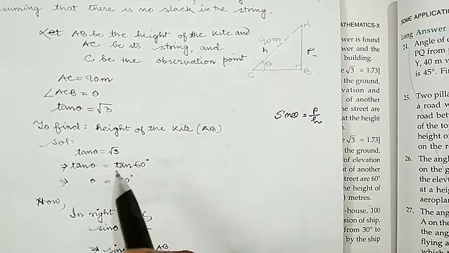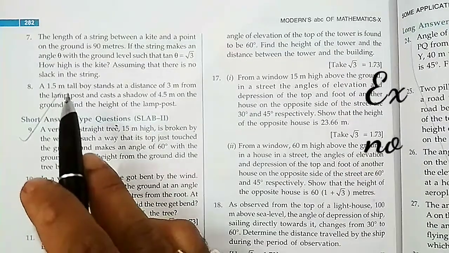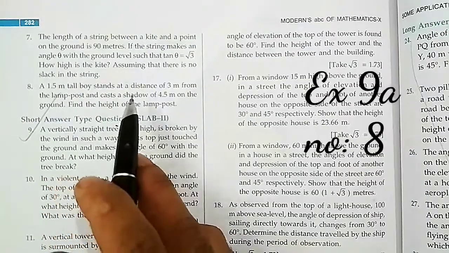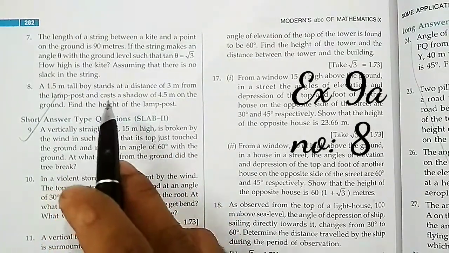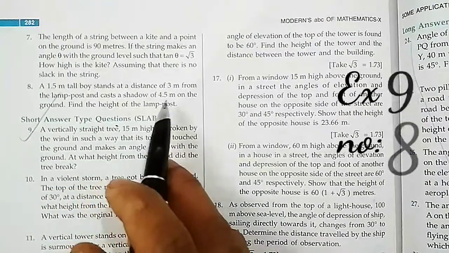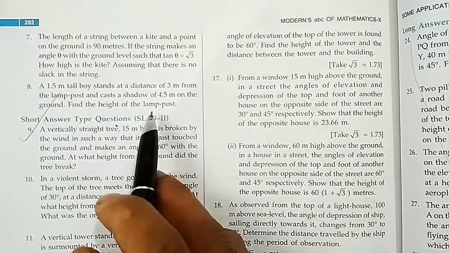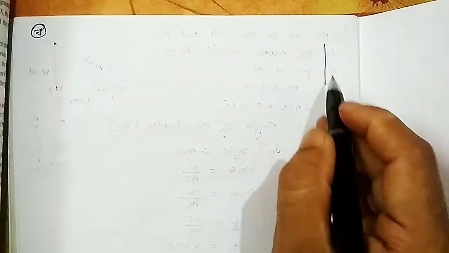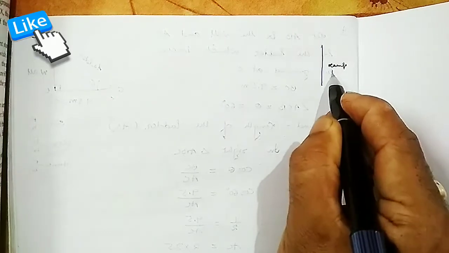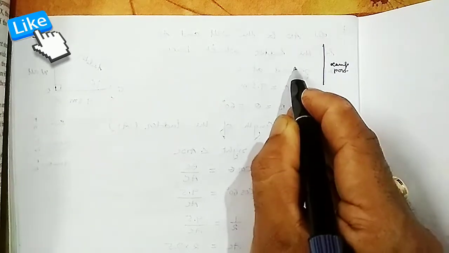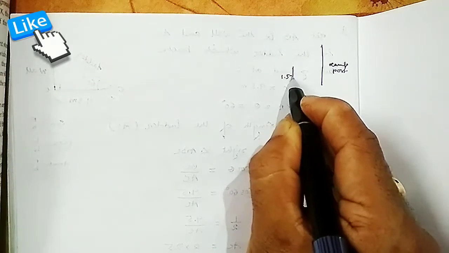Okay, let me explain the next sum, that is question number 8. A 1.5 meter tall boy stands at a distance of 3 meter from the lamppost and casts a shadow of 4.5 meter on the ground. Find the height of the lamppost. Okay, let me first draw the figure. Let this is the lamppost. Suppose this is the lamppost and this is the boy. Height of the boy is 1.5 meter.